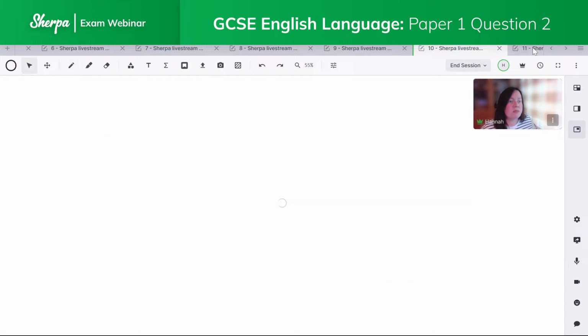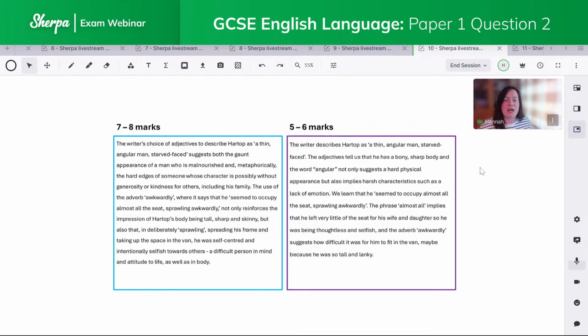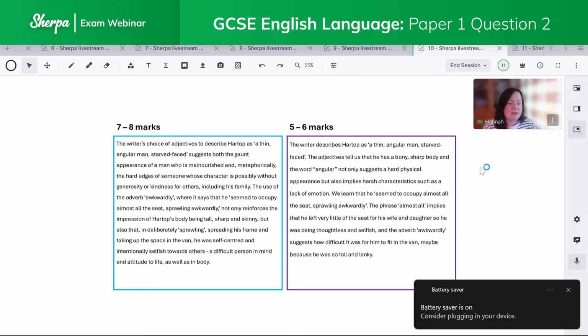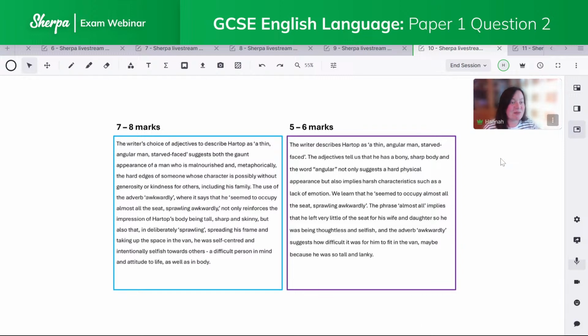It's the difference between a 7 to 8 marker and a 5 to 6 marker. I'm just going to pause there while you read through, and then I'm going to quickly talk about the differences between those two examples. While you're doing that, I'm just going to quickly plug my laptop in because it might run out of battery, so I won't be a moment. Just start reading through those, and we'll go through that in a moment.